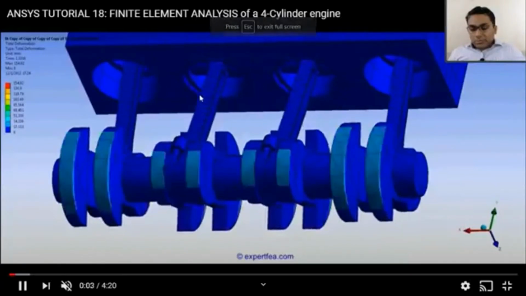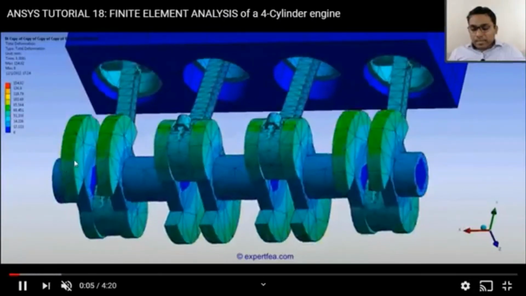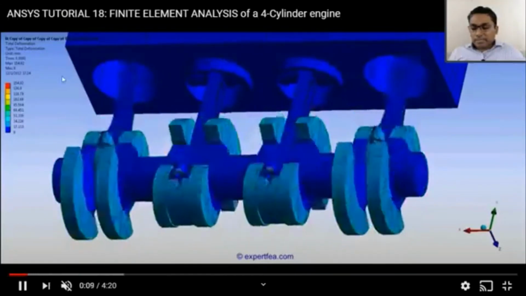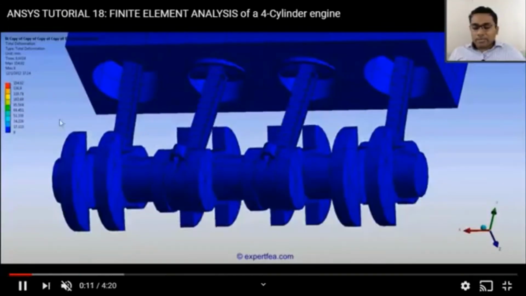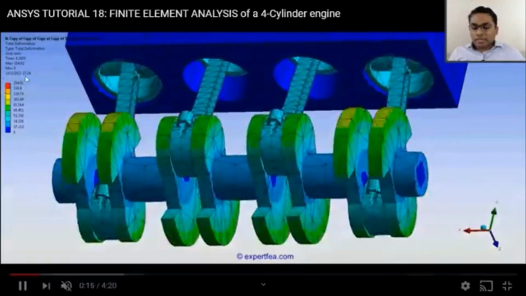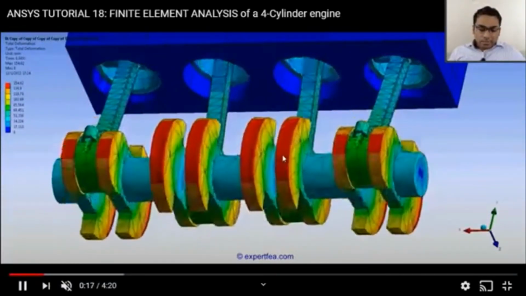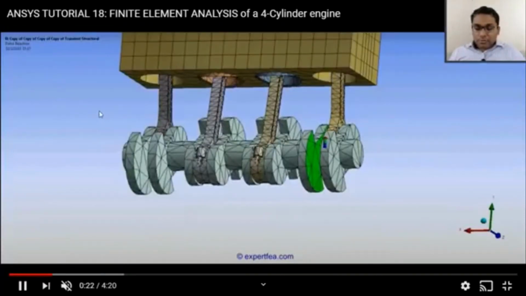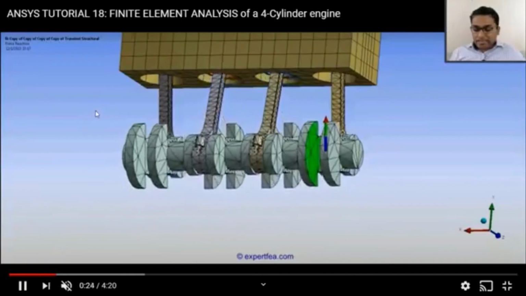So this is an FEA simulation video which I am showing to you. Here you can see that when the pistons are moving, the color of this whole graphic is changing. On the left hand side, you can see the spectrum where the red color shows that the highest stresses are there, whereas the blue color shows the lowest stresses. You can see that when the piston moves, the color of this whole graphic is changing from red to blue.